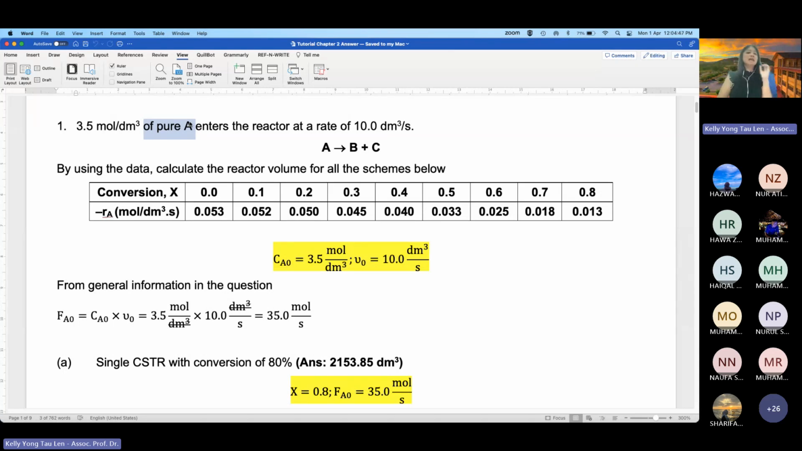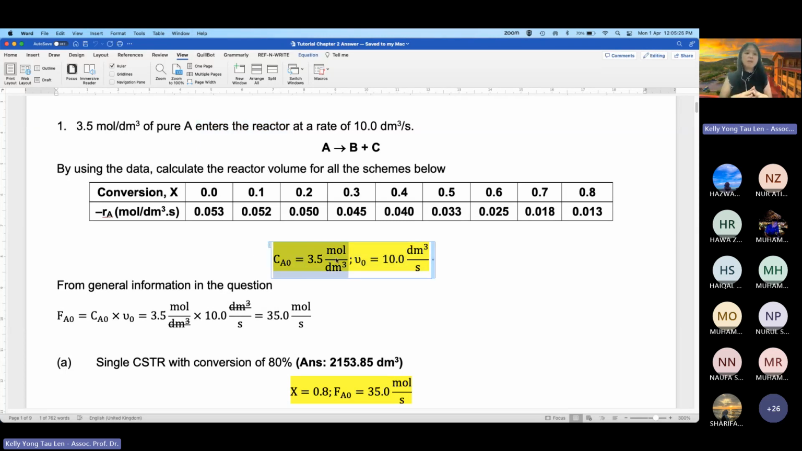You know that it can be either Ca or Ca naught. So what's the difference? Ca naught is the initial concentration of A before the reaction occurs. Ca is the outlet concentration, or the concentration during or after reaction. So now you have to determine the next step, Ca or Ca naught. Go back to the question. It says enters the reactor, meaning it's the concentration before the reaction takes place. So it's definitely Ca naught. So you know the first information: Ca naught is 3.5.